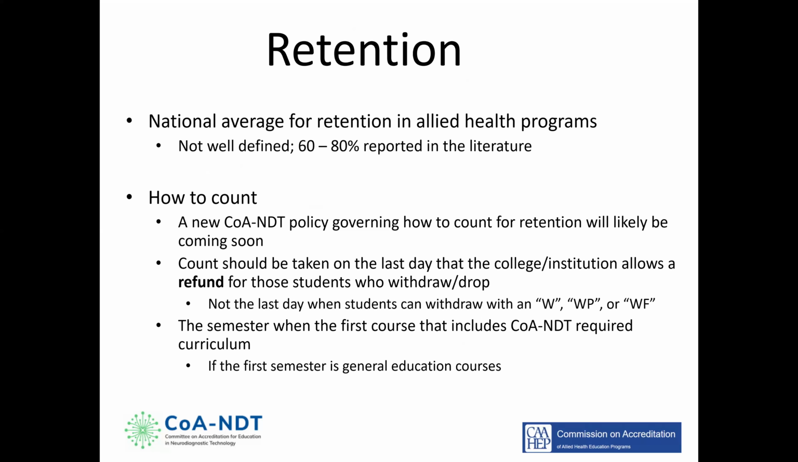So for now, what we should be looking at is that the count should be on the last day that the college allows a refund for students who withdraw or drop out. Not the last day when students can withdraw with however your institution marks it on their transcript. It's just a W, a WP for withdraw passing, or WF for withdraw failing.